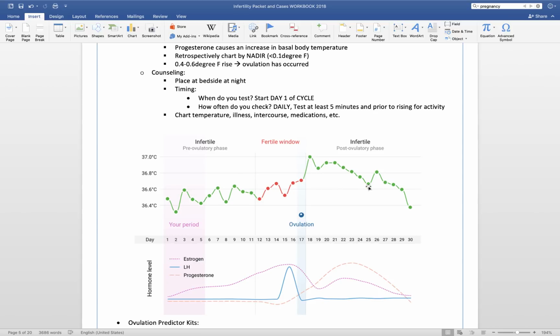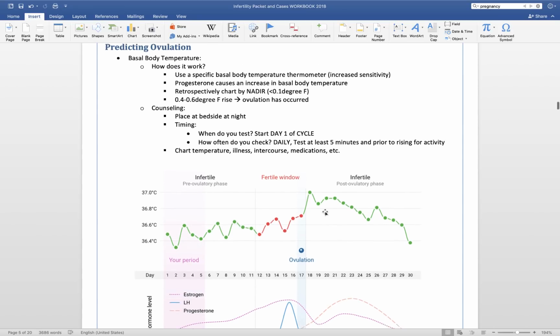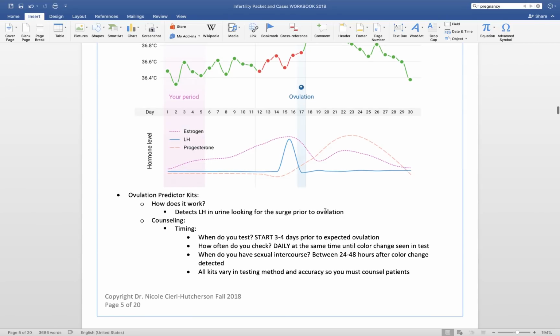You would do this daily for a month and then look back on the chart to find out when the increase in body temperature occurred and mark whatever that day is. So day 14, day 17, and you would know when ovulation usually occurs for that woman. Then you can predict when to counsel the patient to have intercourse based on that timing. If you know that the woman usually ovulates around day 17, that's the time when you should be counseling the patient that they should be having intercourse. So it's about a month delay until the patient can use this information.